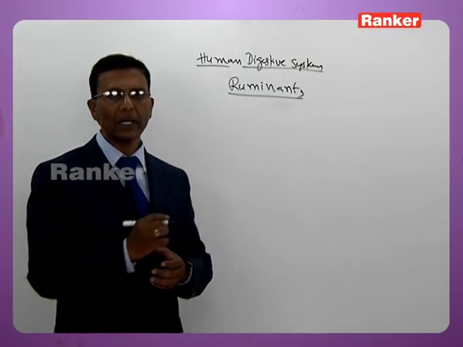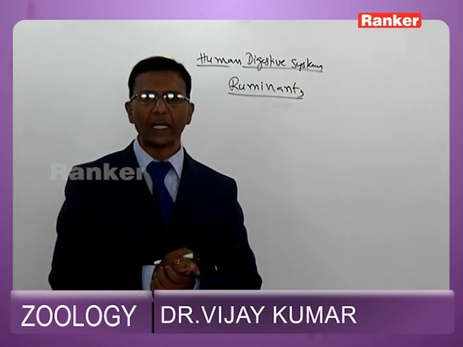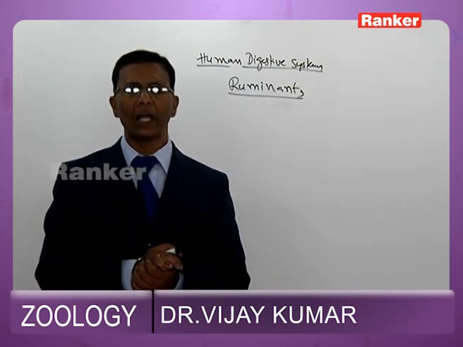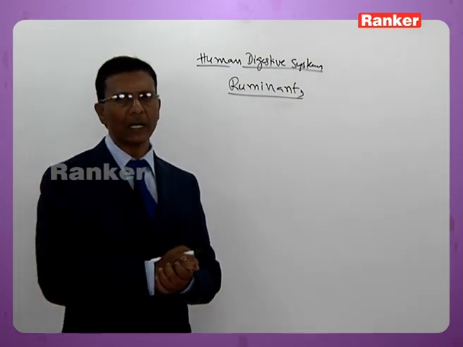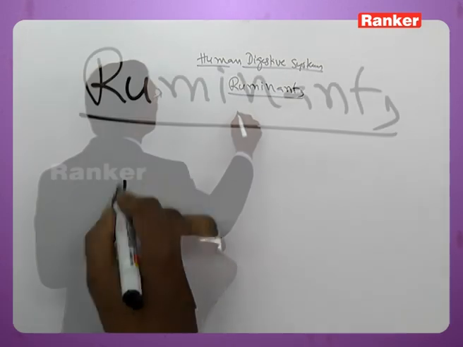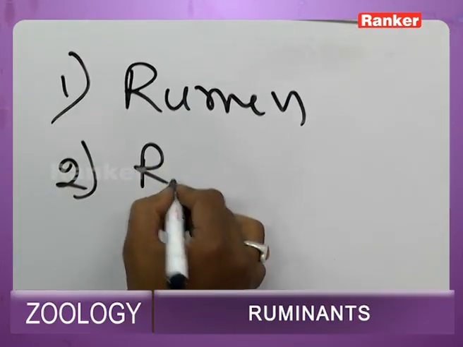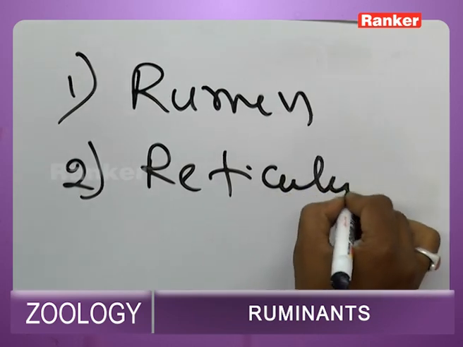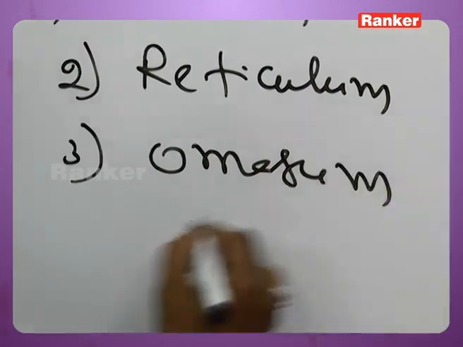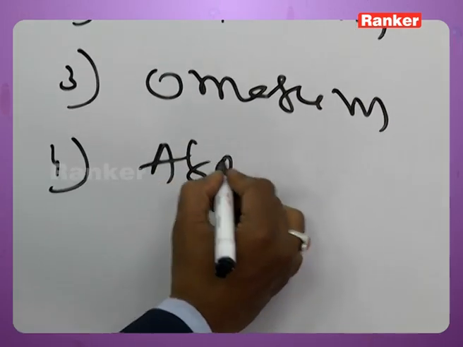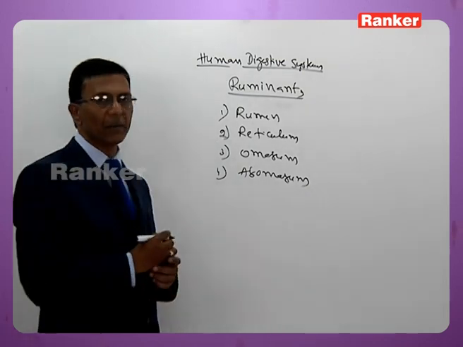Organization of the chambered stomach in ruminants. Mammals that belong to the orders Artiodactyla and Perissodactyla are called ruminants. In all ruminants, the stomach is four-chambered. The four chambers of the stomach are: number 1, rumen; number 2, reticulum; number 3, omasum; number 4, abomasum. So these are the four chambers of the stomach.